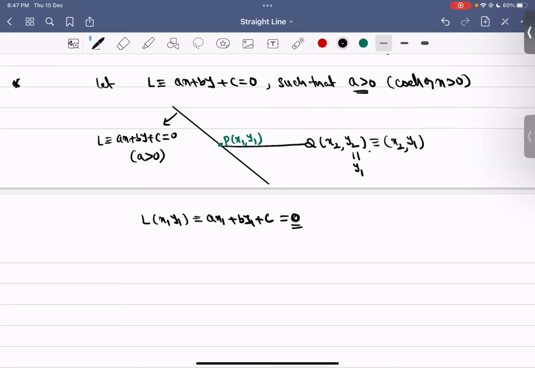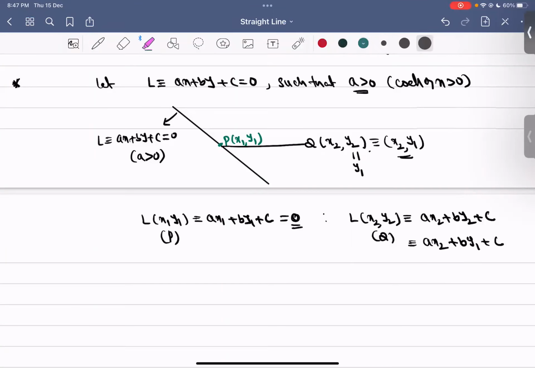Now you put Q on this line equation. This is L of P, and now you substitute L of Q. Q is (x2, y2), so L of Q is L(x2, y2), which means ax2 plus by2 plus c, that equals ax2 plus by1 plus c, since y2 is nothing but y1.